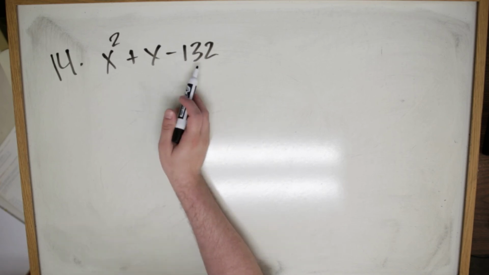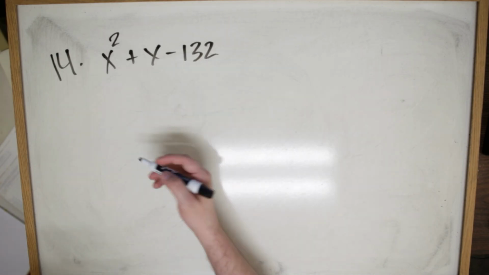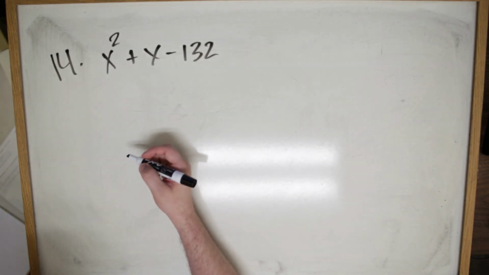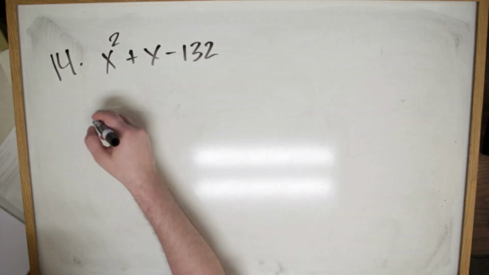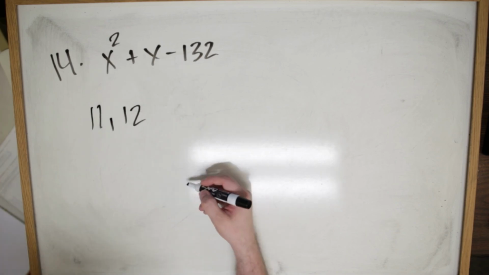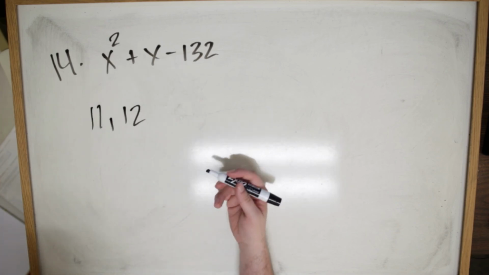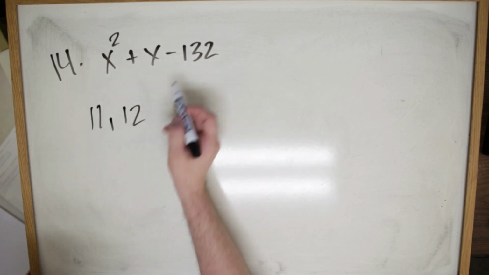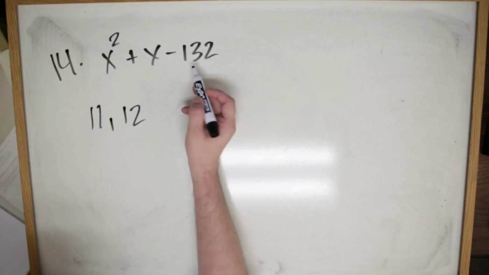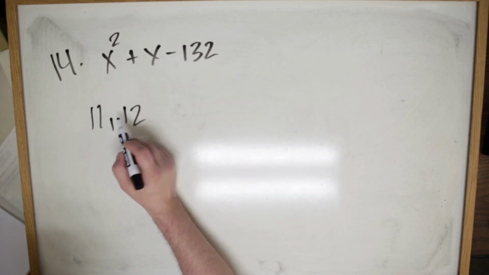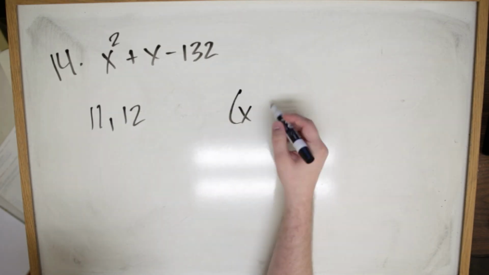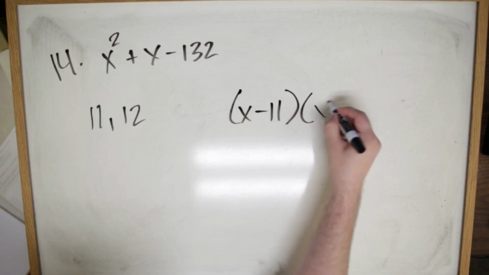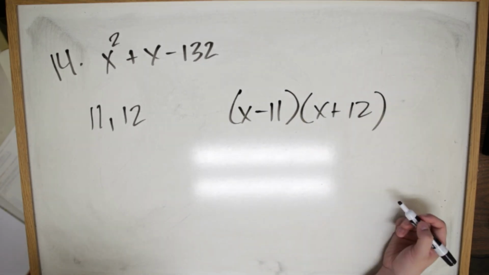If you don't know your factors of 132, then that's probably not the case for you. I do. I know that 12 times 12 is 144, and 132 is 12 less than 144. That's how I know it's going to be 11 and 12. Again, this is just me doing the mental math. I have a negative sign there, which means the bigger number is going to be the positive one and the smaller one the negative one, so I get x minus 11 and x plus 12. That is the fast way of doing it.